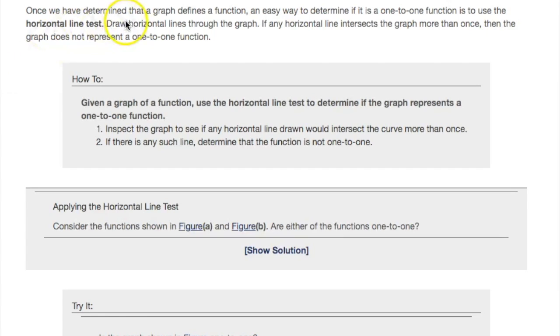Once we have determined that a graph defines a function, an easy way to determine if it is a one-to-one function is to use the horizontal line test. You draw horizontal lines through the graph. If any horizontal line intersects the graph more than once, then the graph does not represent a one-to-one function.